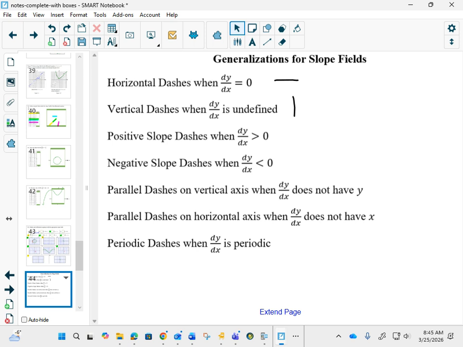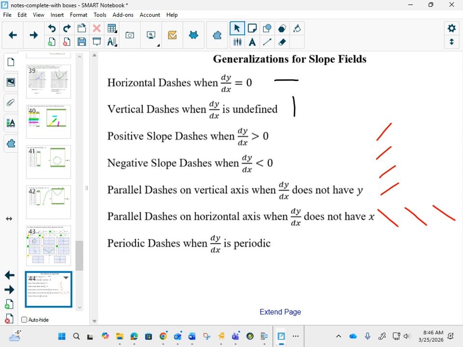If you have parallel dashes in a column like that, they don't look quite parallel, and my attempt was to make them all perfectly parallel there. If you have a column of parallel dashes all the way through, that means your y-coordinate does not matter, and so your dy/dx will not have a y. Similarly, if you have parallel slopes in rows horizontally, that means your derivative doesn't have an x because the x-coordinate doesn't matter.